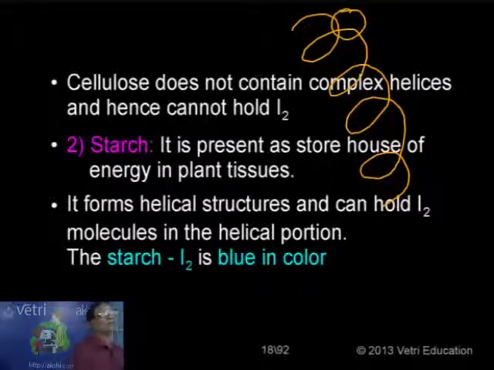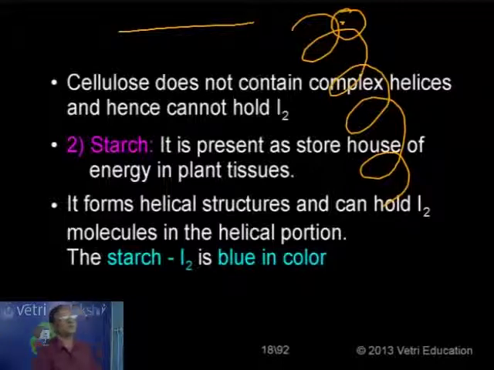Normally iodine is held by starch in its helices. In the case of starch, helices are formed, so the iodine is held in these pockets. But in the case of cellulose, it is a long chain with no helices, so it cannot hold iodine and cannot give a reaction with iodine. That is why we do not get a blue color. This is because of the absence of helices in cellulose.